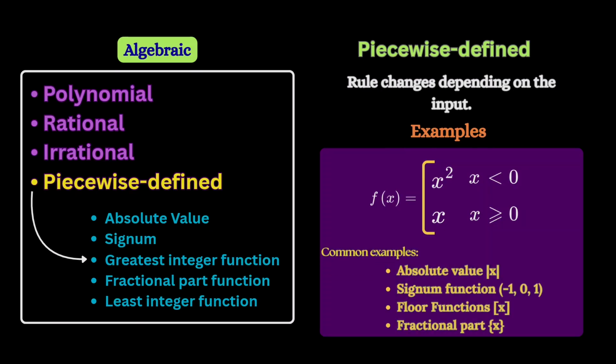There's a lot of them. For example, absolute value is a common type of piecewise function. You have sign functions, you have floor functions, fraction part, which just gives you the decimal part of a function. So that's the idea, and these four are the most common type of the algebraic function.